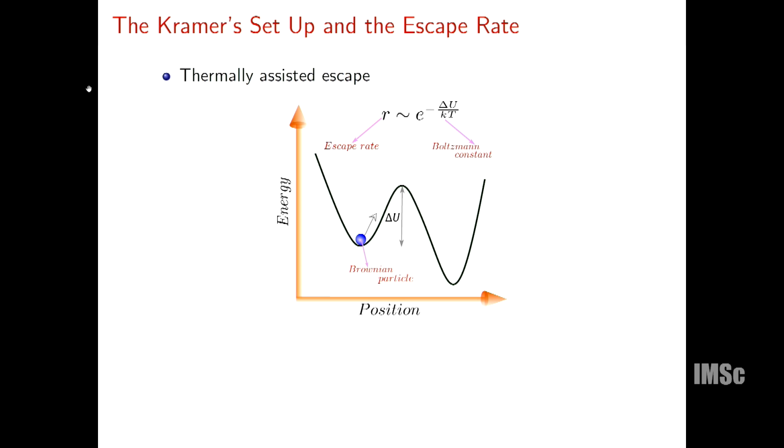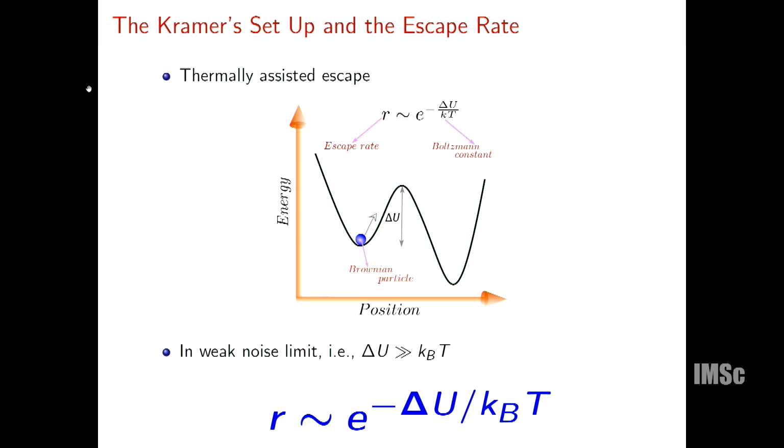Now what happens is, in the weak noise limit, that is when this barrier height is much greater than kBT, which we call thermal energy available to the particle. In this limit, what Kramer found, that the escape rate goes as e to the power minus delta U over kBT, apart from a non-dominant pre-exponential factor.